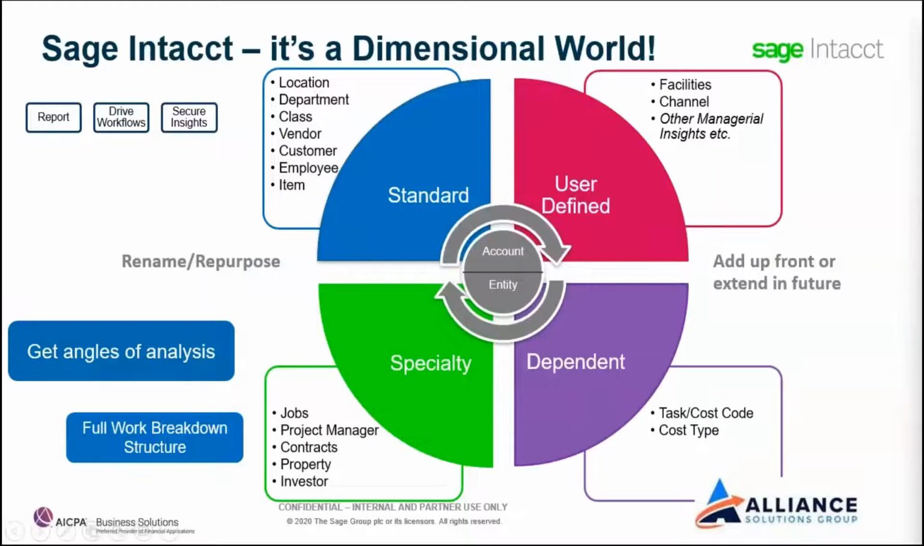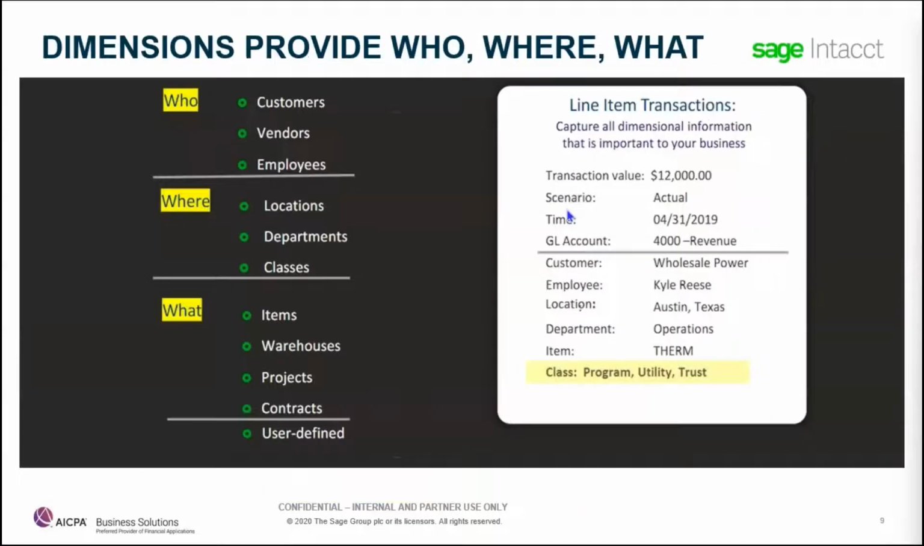It's important to understand dimensions when we start talking about Intacct. Intacct is a true dimensional software. And what are dimensions? They're a way that Sage catalogs all the transactions in the system in a meaningful way. By using the dimensions, a company is better able to understand and analyze the information in the system.